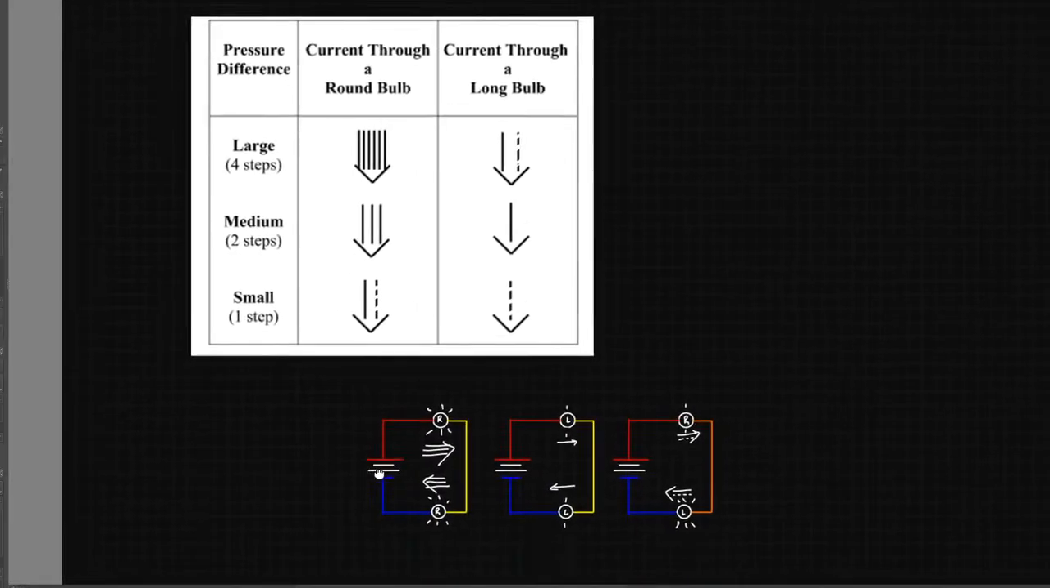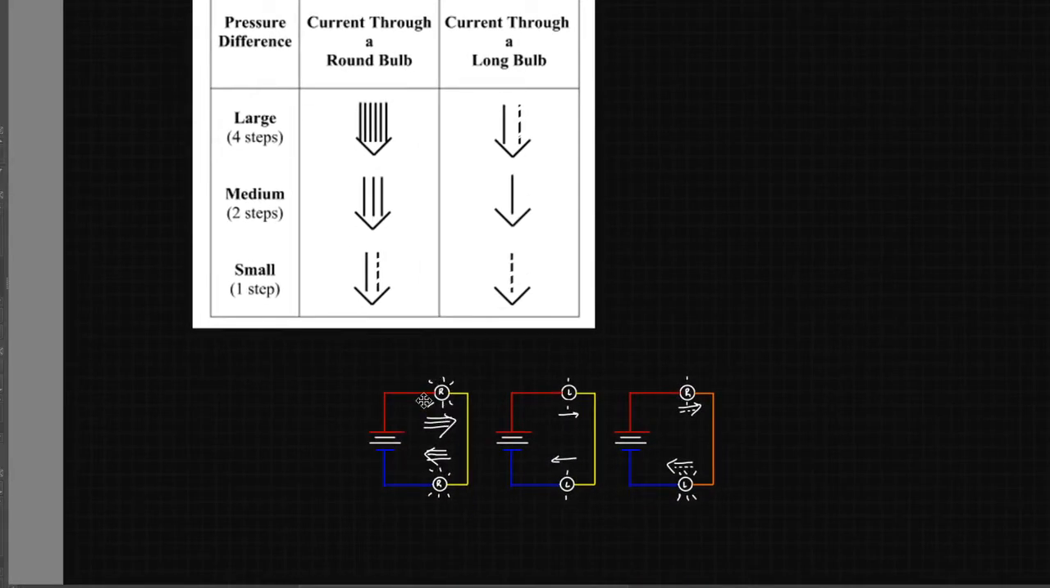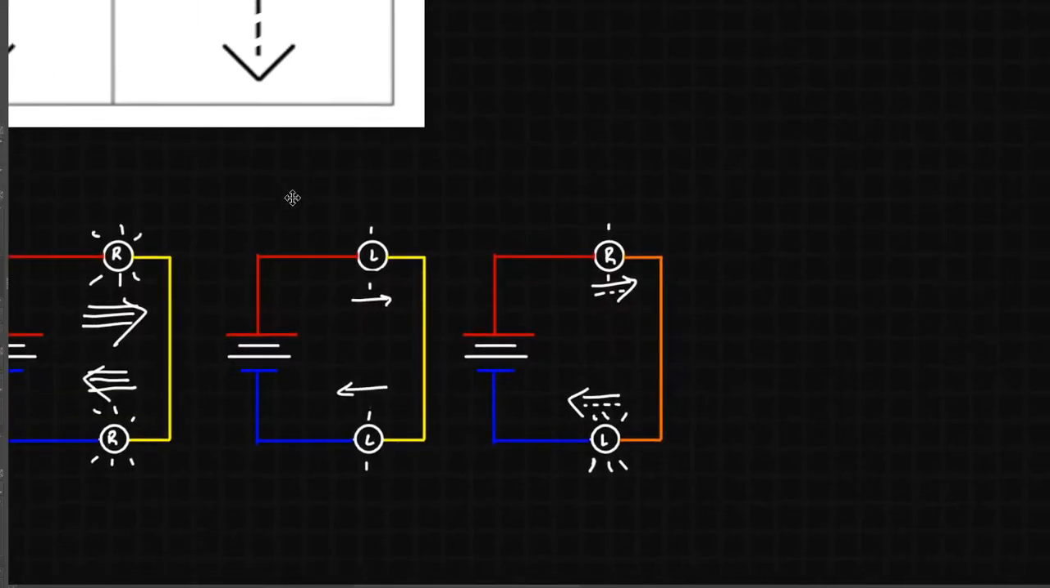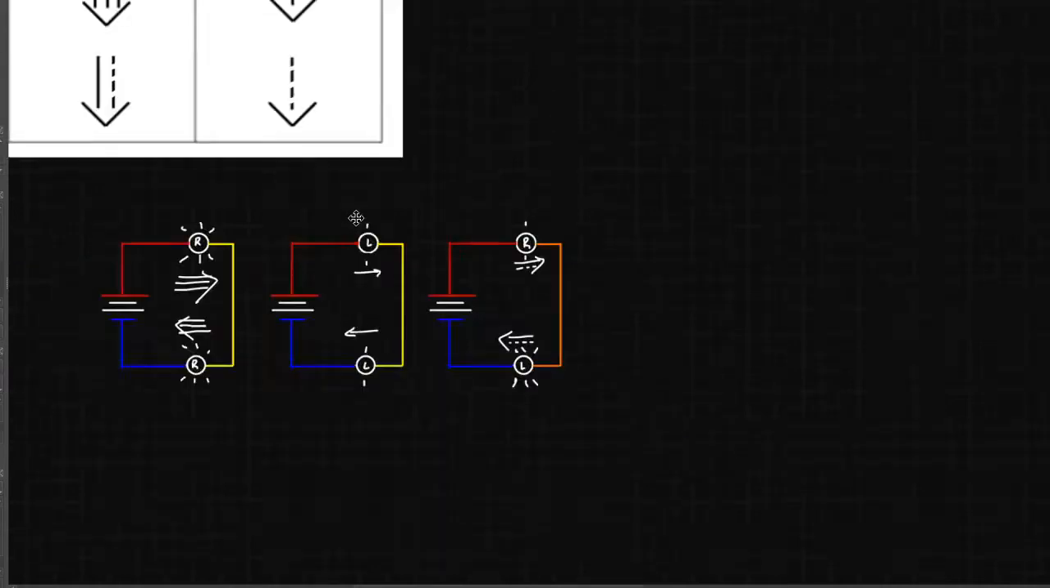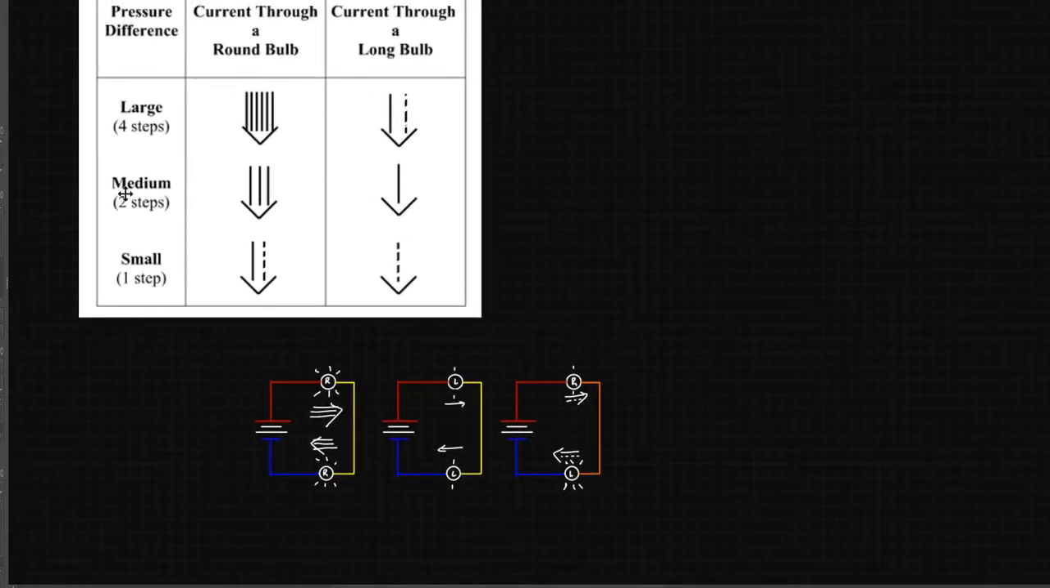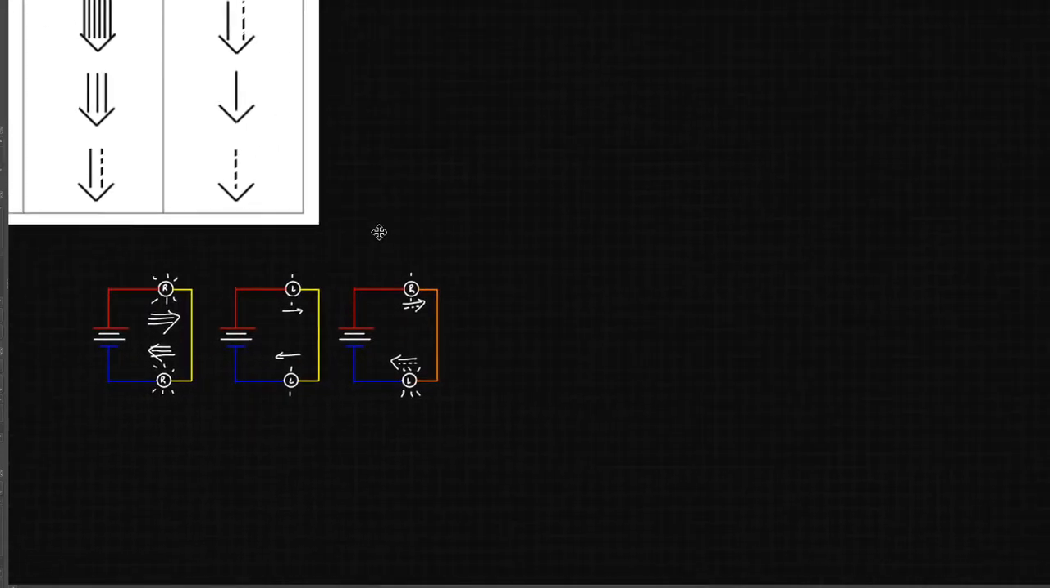These are equally stepped because they are the same resistance. So 2 steps, that is 3 arrow tails. Same thing for the long bulb. We still get it split into 2 steps, but because the long bulb is higher resistance, we do not get as much current flow. 2 steps here only gets us 1 arrow. So we expect to see more current flow in the round bulb than in the long bulb.